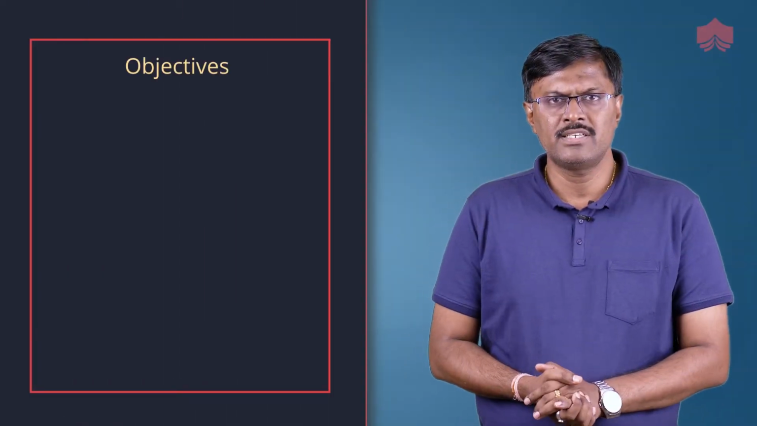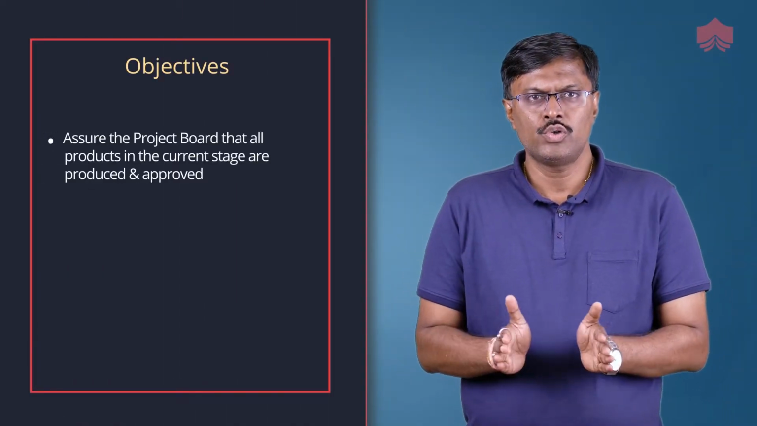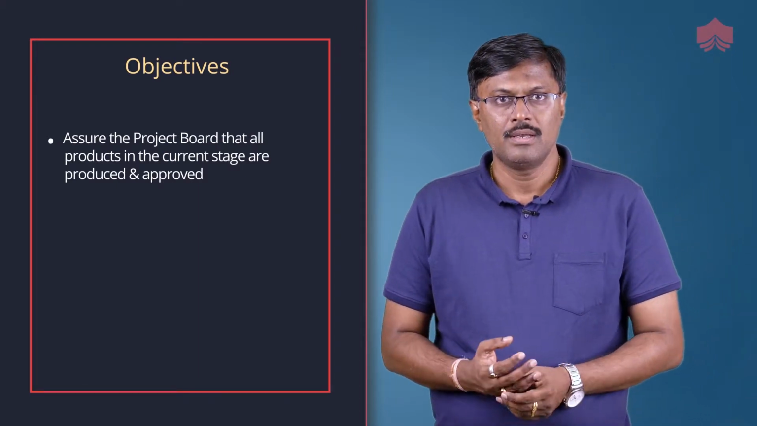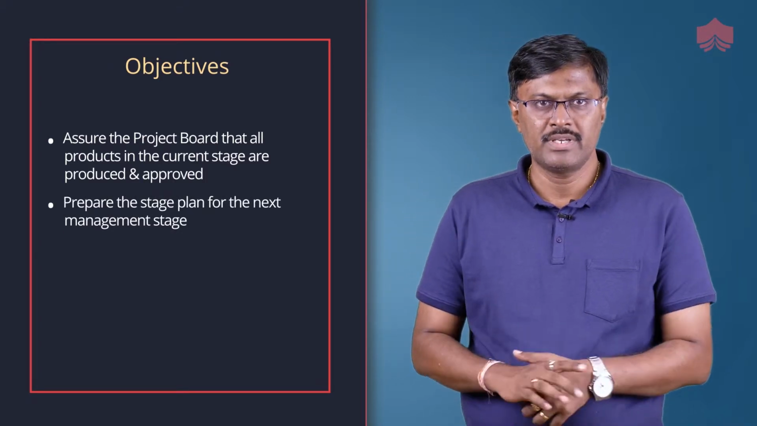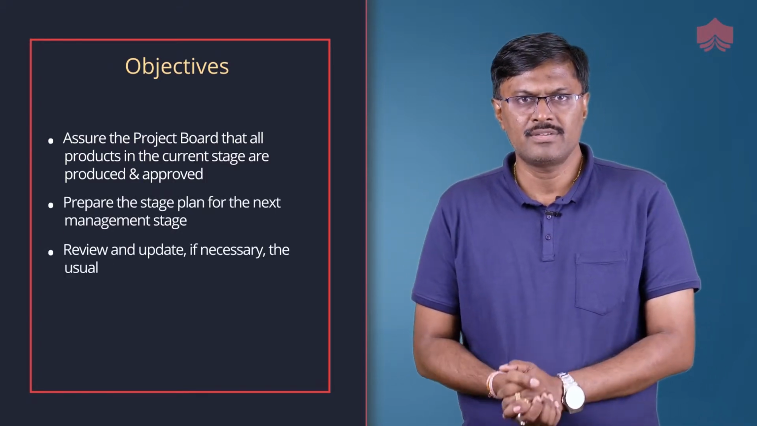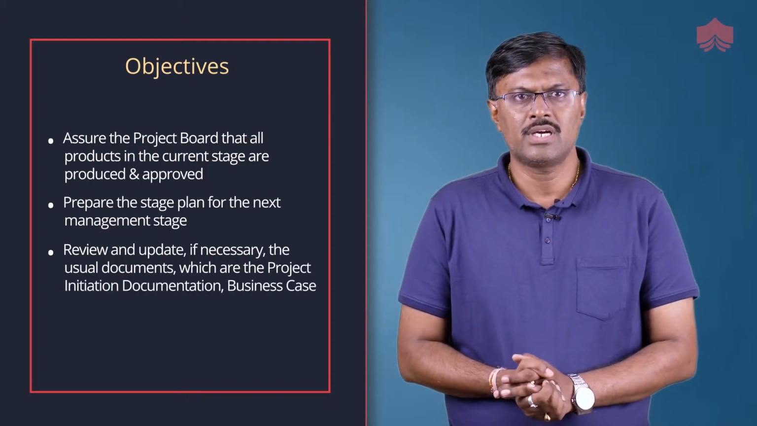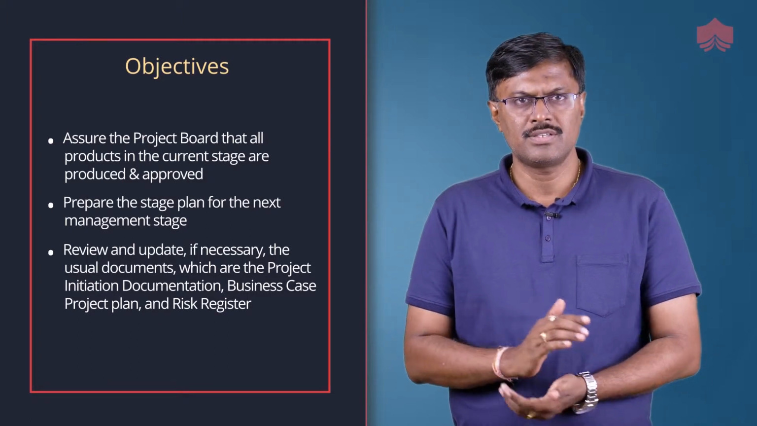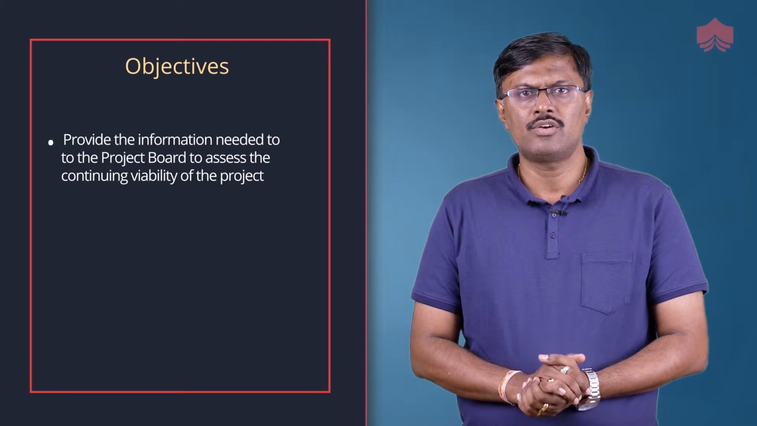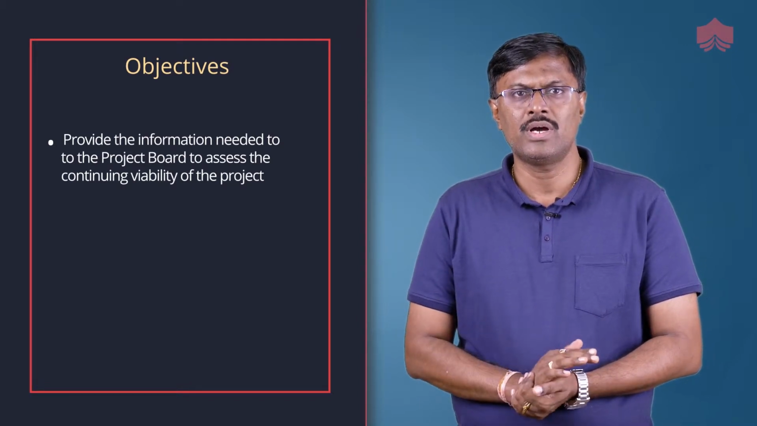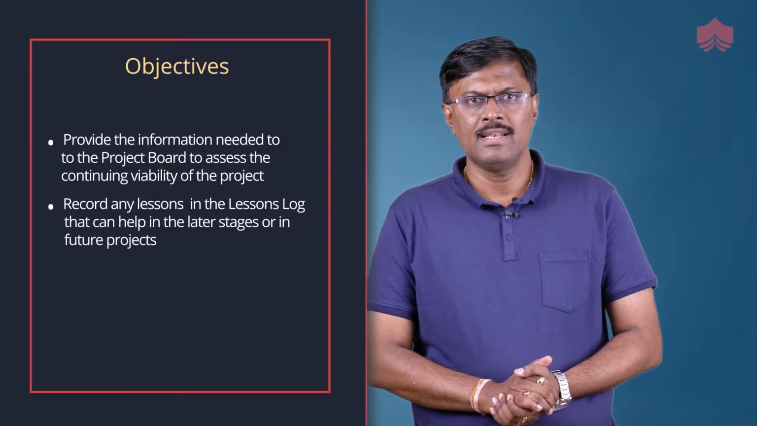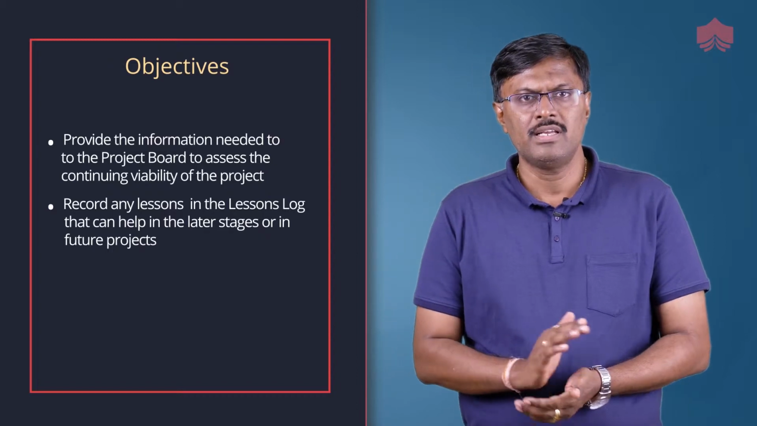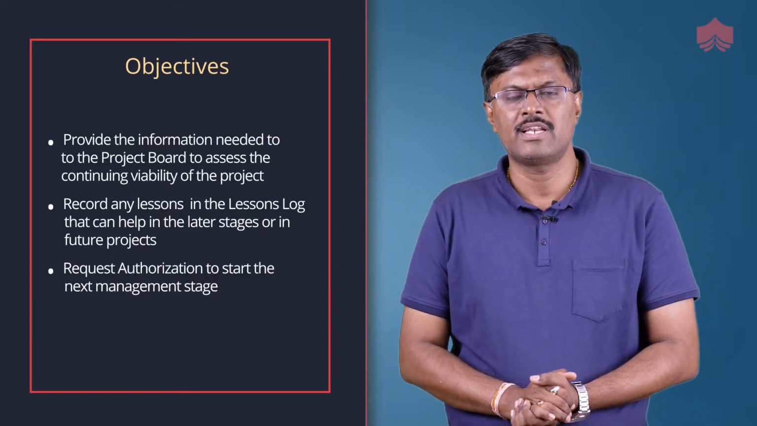The objectives of managing a stage boundary process are to assure the project board that all products in the current stage are produced and approved, prepare the stage plan for the next management stage, review and update if necessary the usual documents, which are the project initiation documentation, business case, project plan and risk register, provide the information needed for the project board to assess the continuing viability of the project, record any lessons in the lessons log that can help later stages or future projects. Finally, request authorization to start the next management stage.